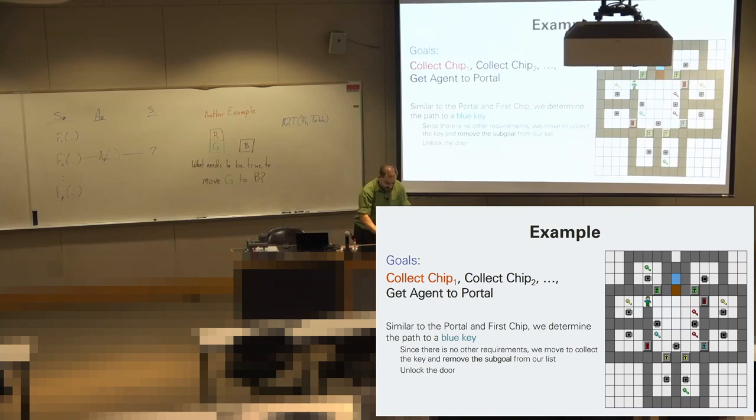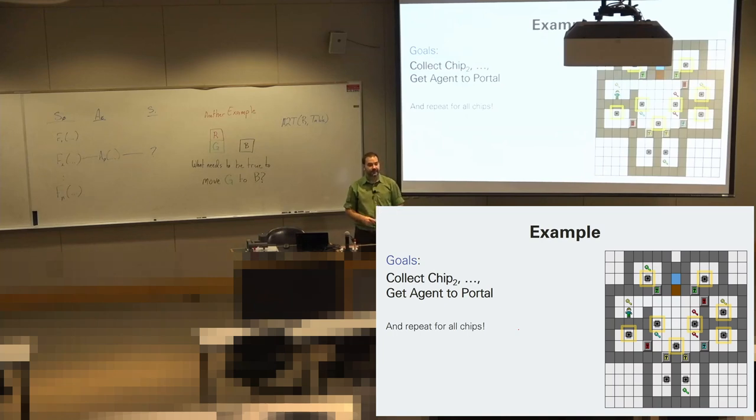Still only got 4 minutes. So again, we collect that chip, right? Oh, I'm noticing that chip is gone. I collect that chip, which means that I can remove it from my goal conditions. And then it's rinse and repeat.